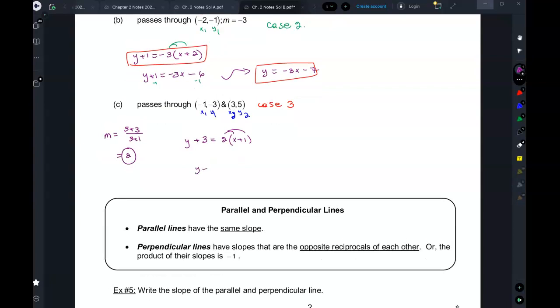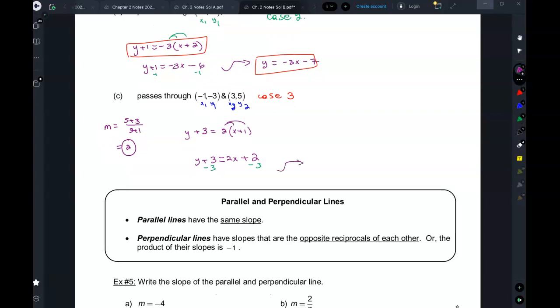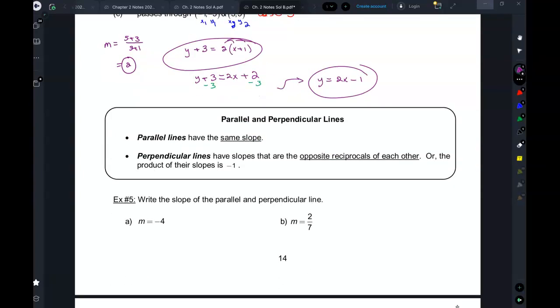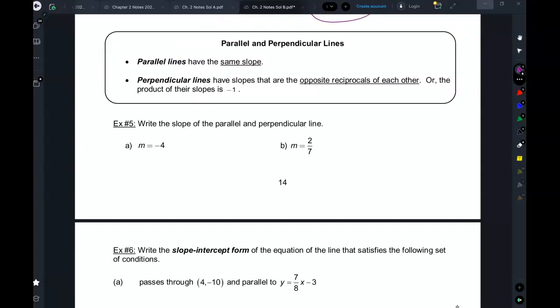Distribute. Y plus 3, 2x plus 2, minus 3, minus 3, y equals 2x minus 1. Okay, and you see how in going from here to here, that's what we learned in chapter 1, right? So that's what we had to do in chapter 1. That's why there were some things that you had to know in order to pass that test. Okay, so last bit here.